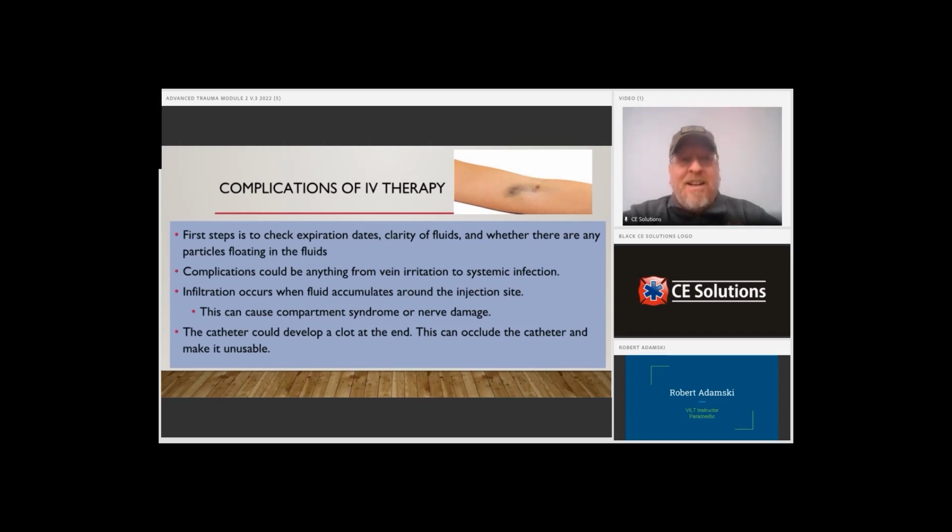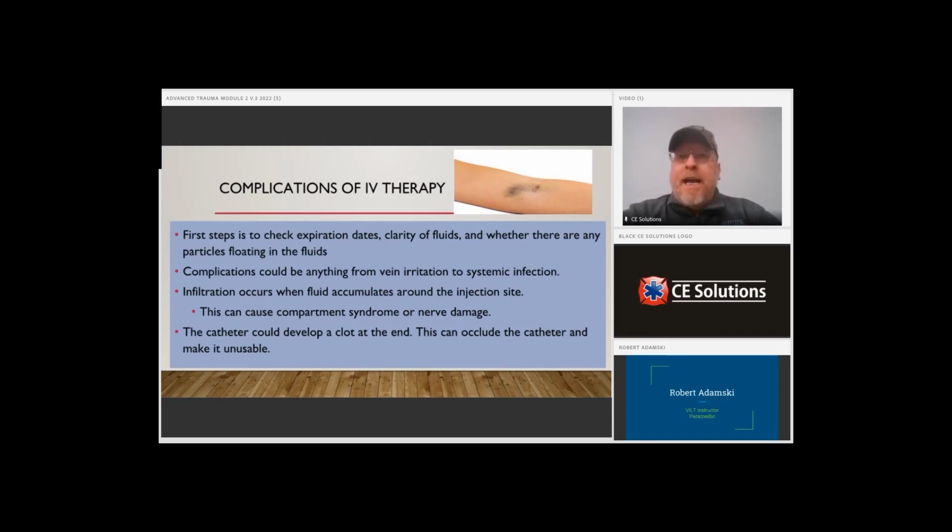That's important. But realize that you do have potential complications such as hematoma formation if you blow the vein. That accumulation of blood can actually put pressure on and damage various tissues in the body, such as nerves. It could also cause a compression injury, such as compartment syndrome.